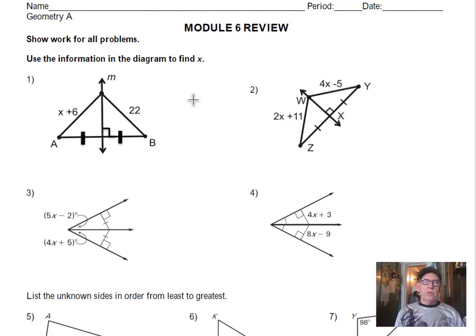These are the chapter review exercises for Module 6.